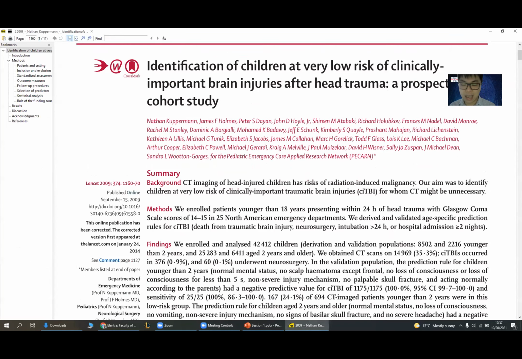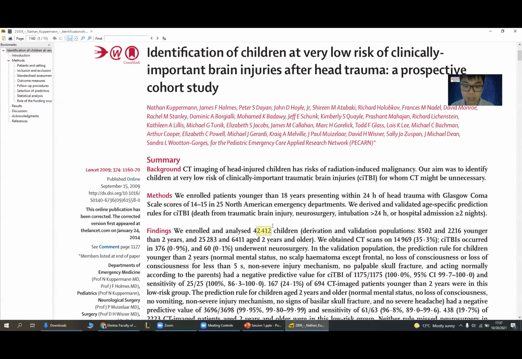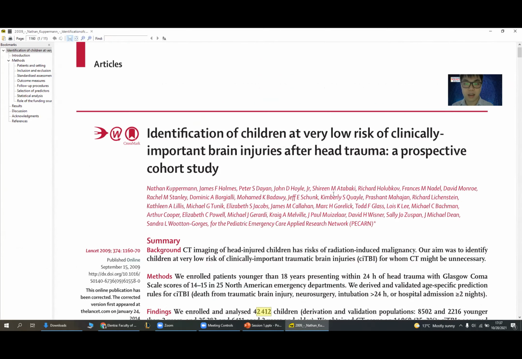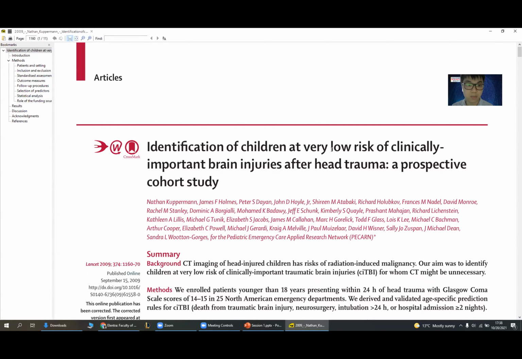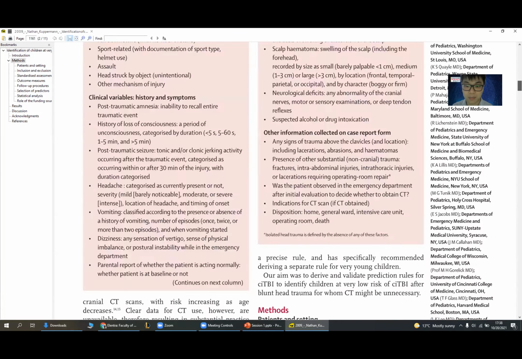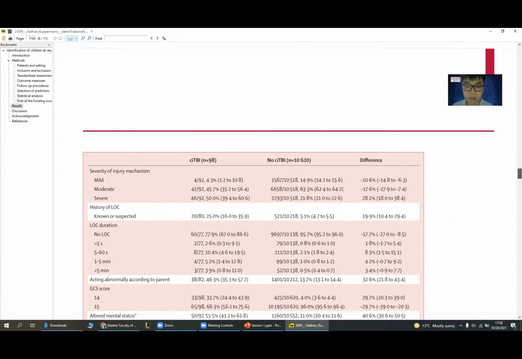At first glance, it looks like a well-conducted study. They had 42,000 samples, and they wanted to create a scoring system based off the age, the Glasgow Coma Scale, whether they have hematoma, the mechanism of injury, to see if the patient is likely to have a traumatic brain injury. This was published in 2009, and it's actually standard in a lot of centers, used in their radiology and emergency departments.